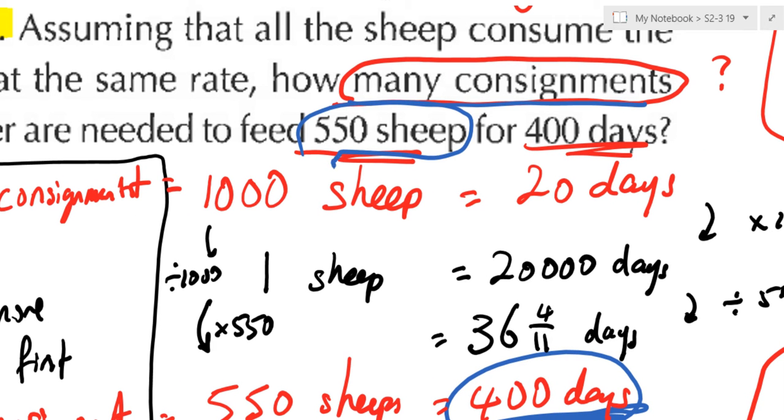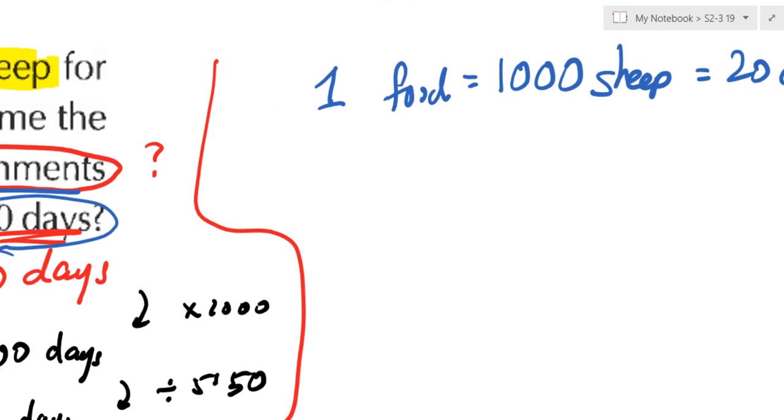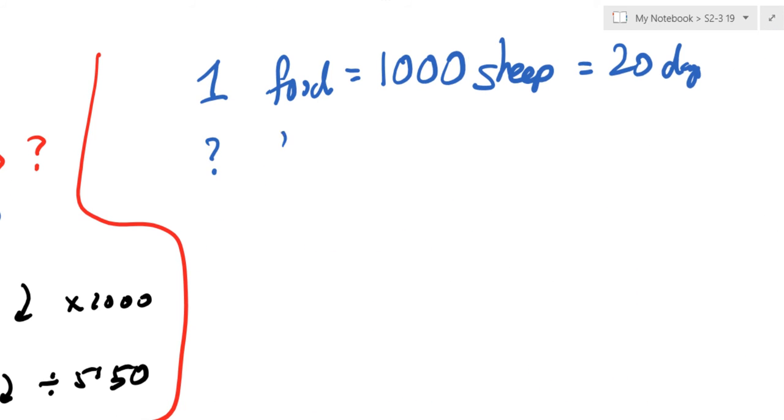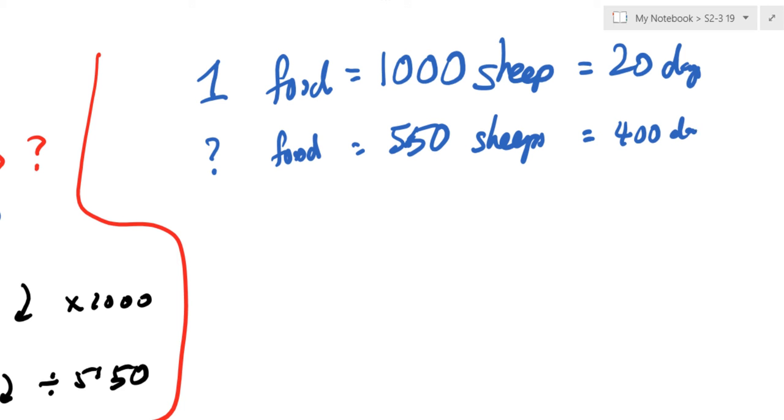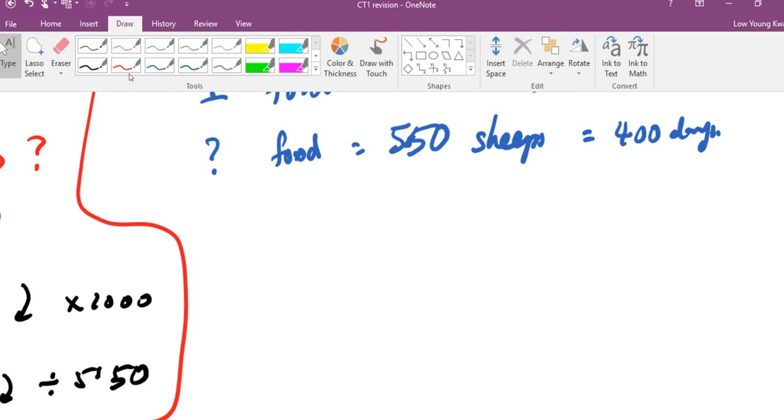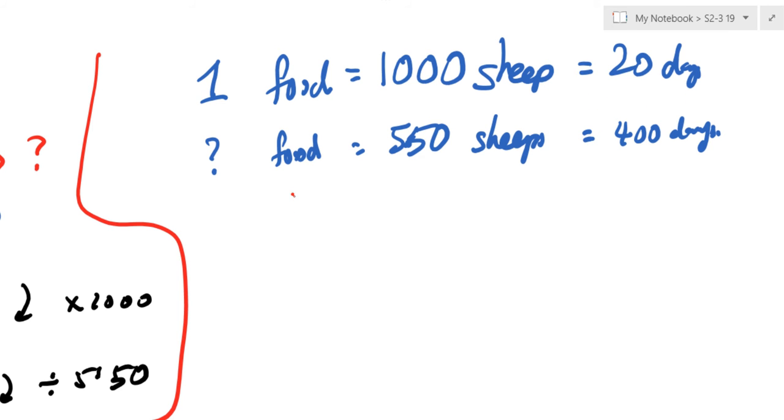550 sheep for 400 days. Okay? So over here, what do you write? You write down how many food. If you don't like the food, you put consignment. For 550 sheep, for 400 days. And the method you're going to learn today, which is not covered in the notes, is called the formula equation.